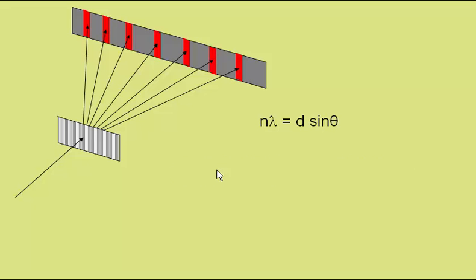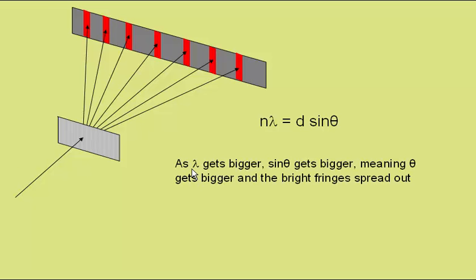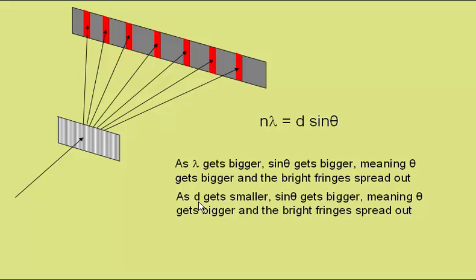Looking at this equation, we see that as lambda, the wavelength, gets bigger, sine theta must get bigger, as n and d are fixed, meaning theta gets bigger, so the bright fringes will spread out. As d gets smaller, so the diffraction grating has a smaller gap between the slits, sine theta again will get bigger, meaning theta gets bigger, and again the bright fringes will spread out.